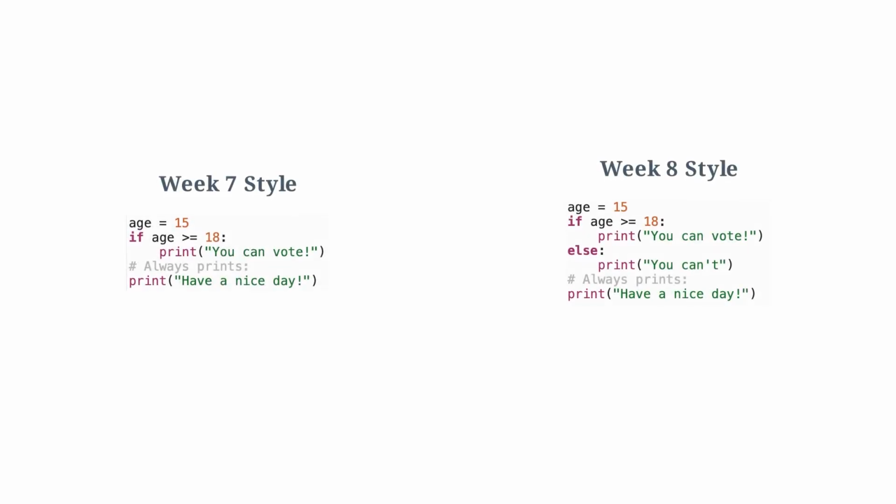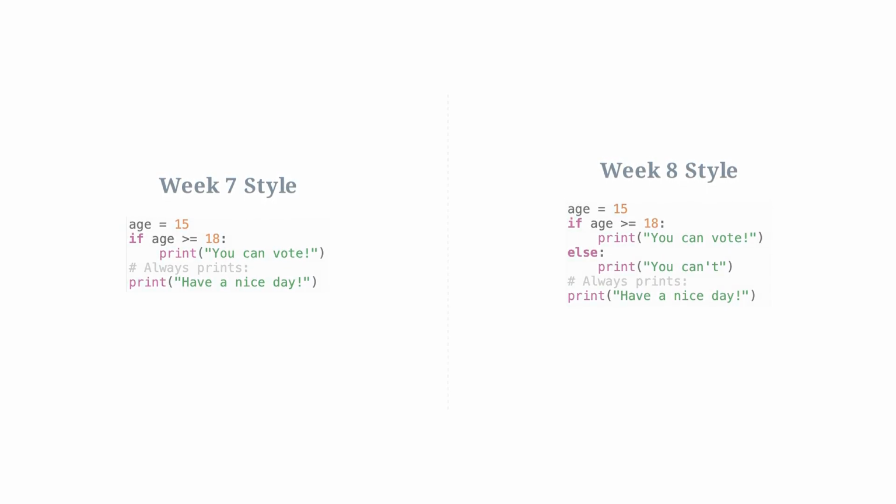Let me show you the difference. Week 7 style only handled one case. If someone was old enough to vote, we told them. But if they weren't, nothing. Week 8 style handles both cases explicitly. We tell voters they can vote, and we tell younger people exactly when they'll be able to vote too.